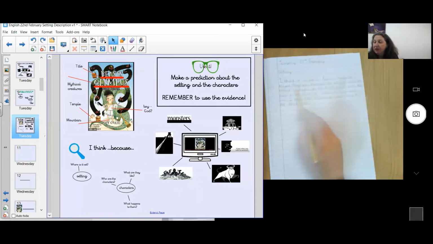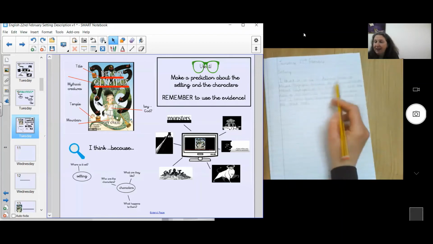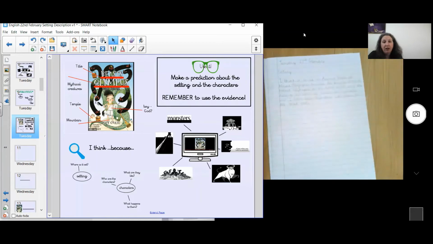So my prediction, I've used because, the subordinating conjunction, and I have given my evidence from the text. What I would like you to do is to write your prediction followed by because, and then using the evidence from the trailer or evidence from the book. If you want to pause the video now whilst you do that.